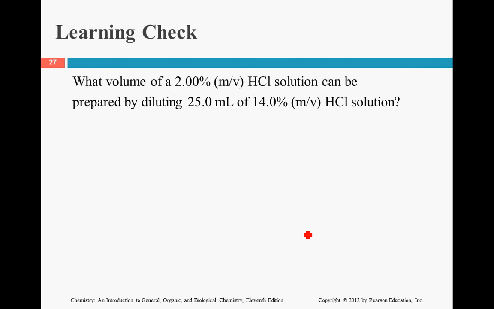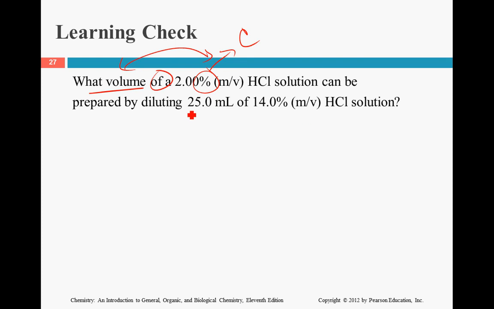Alright, let's do another one. Now we're looking at percentages. Percent here automatically means I'm looking at C's rather than M's. Once again, not really that relevant because it's the exact same equation with different letters. What volume of, so we're looking for a volume of 2%. Notice the "of" means the question and this percentage are going to go on the same side of the equation. Of 2.00% HCl solution can be prepared by diluting.